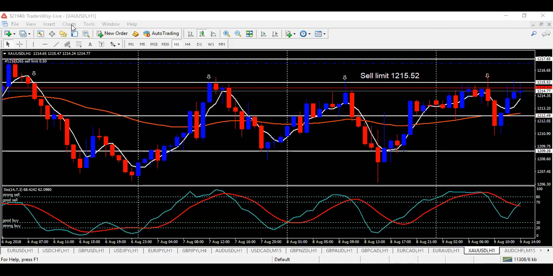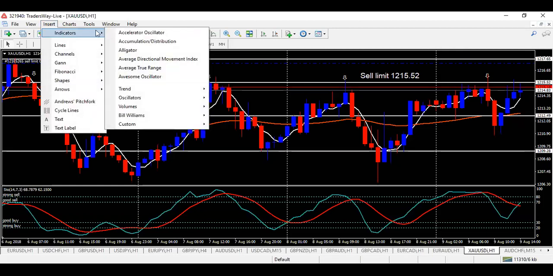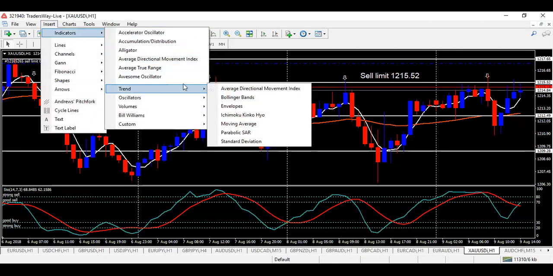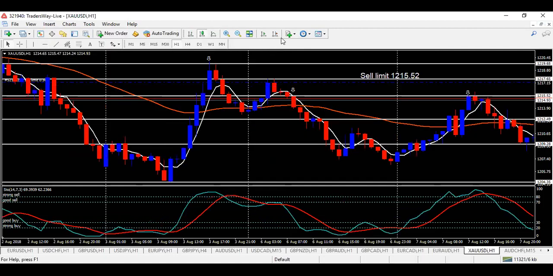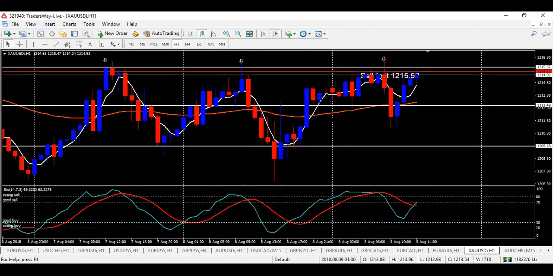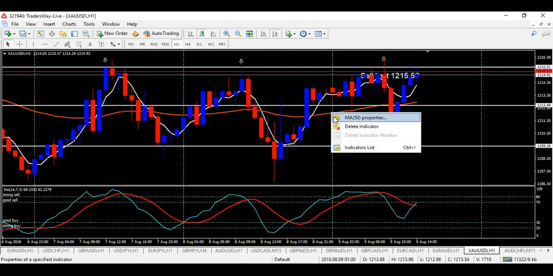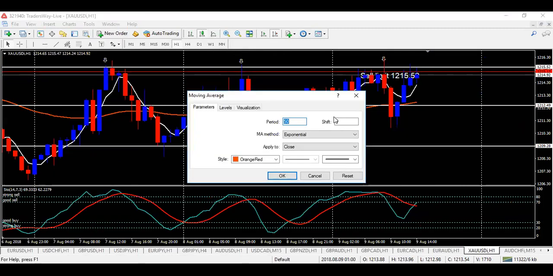I set up the MAs. You go here, insert indicators, trend, moving average, if you want to set up your moving average. So that's how you set up your moving average. Now, if you want to know what moving averages are, this is the 50 moving average. You can take a screenshot for my new people. Write it down. That's the 50 moving average. I'm going to teach you the 50 and 4 moving average real quick.